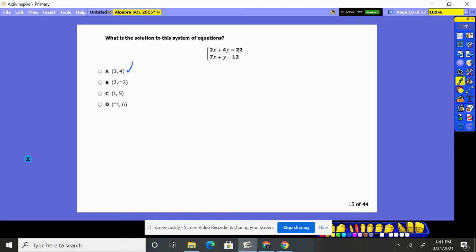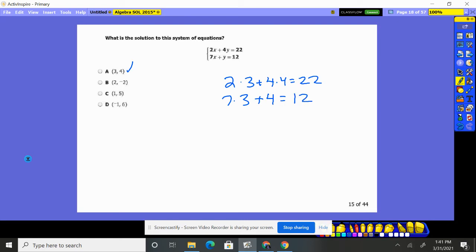They're just saying, hey, does 3, 4 make both of them true? So plug 3, 4 in and see, does it make them both true? Plug 2, negative 2 in, see, does that make them both true? Well, we'll start with 3, 4. Does 2 times 3 plus 4 times 4 equal 22? And at the same time, 7 times the x value of 3 plus the y value of 4, does that equal 12? Does it make them both true?